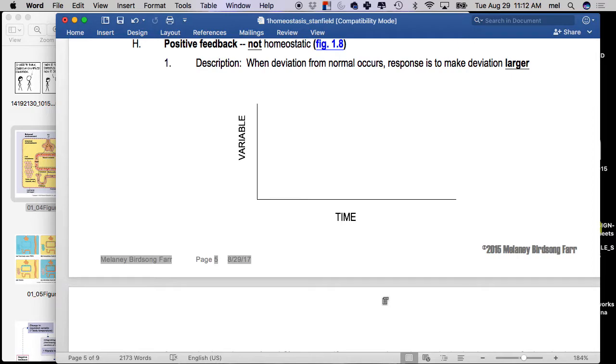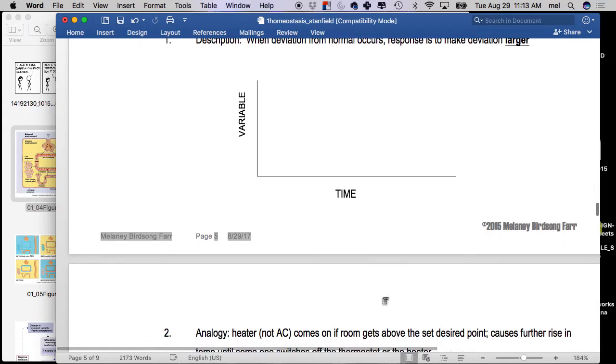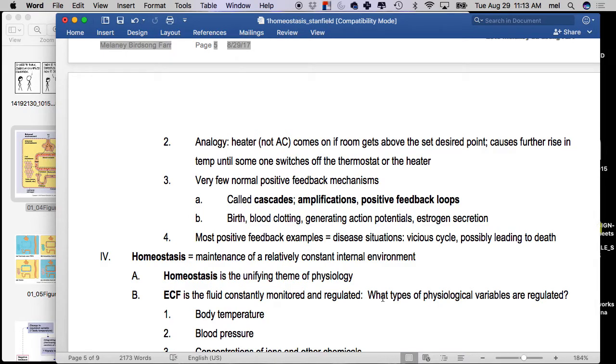That's a positive feedback situation as well. Now, with positive feedback situations, what tends to happen is you go along with negative feedback for a while and then you lose track of it, either up or down. That's what happens with a positive feedback situation. They're also often called cascades or amplifications or positive feedback loops. Now, there are a couple of healthy ones in which it's not a disease situation. When you do positive feedback and it's not a disease situation, it's usually because once you started that, you really want to finish it quickly.